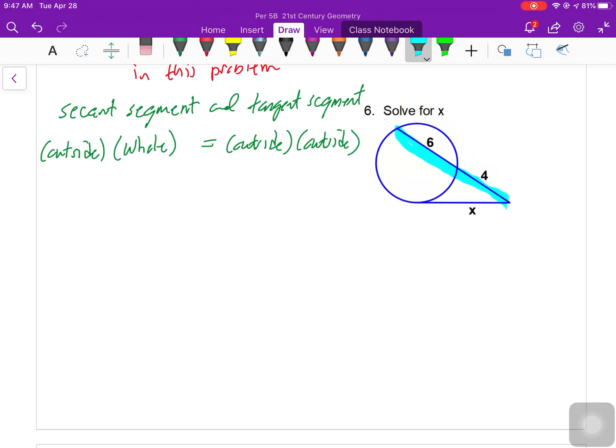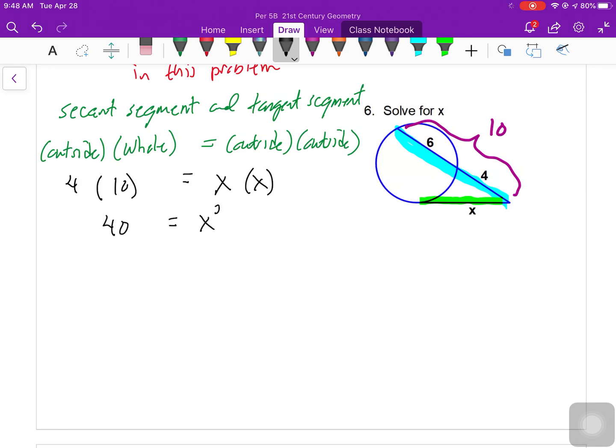Now the secant segment is the one that I've highlighted here in blue. And we'll want the whole length on that one. The whole length on that happens to be 10. The tangent segment is the one I've highlighted here in green. So for the secant segment, we'll take outside, which is 4, times the whole length, which is 10. And then for the tangent segment, outside times outside. 4 times 10 is 40, and x times x is x squared.